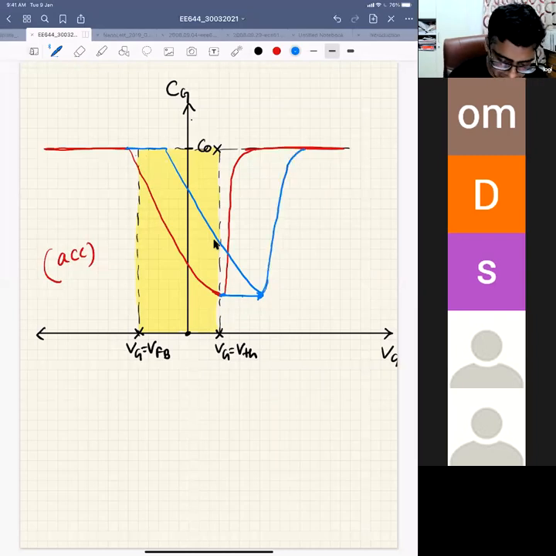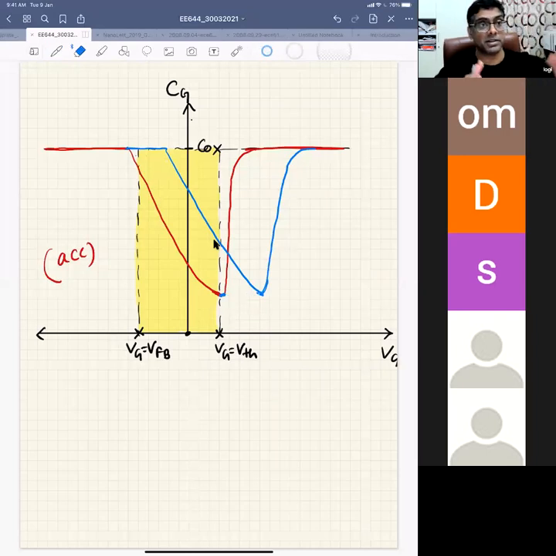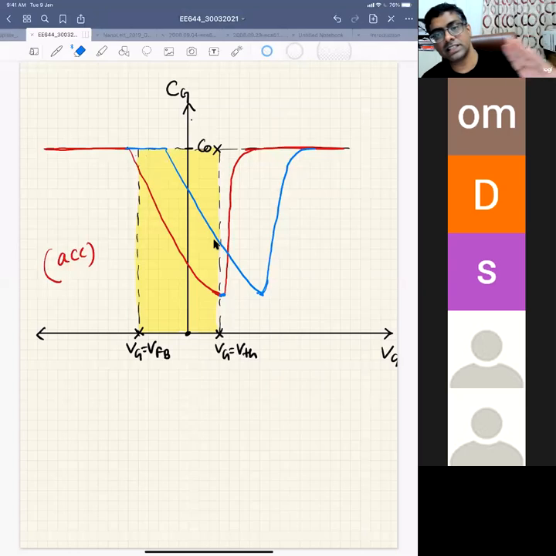Right. So basically it will just shift, right? Because your threshold voltage is changing, but your COX, your depletion charge or depletion region width is not changing, right? So you will see a shift in the characteristics. So your threshold voltage changes, you will see a shift in the characteristics, right?